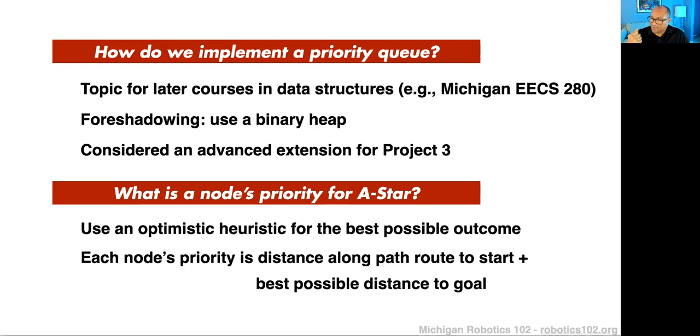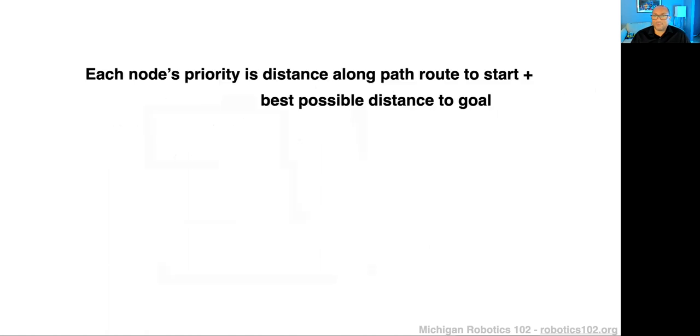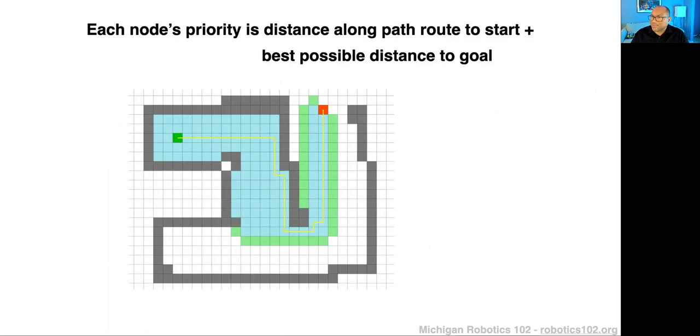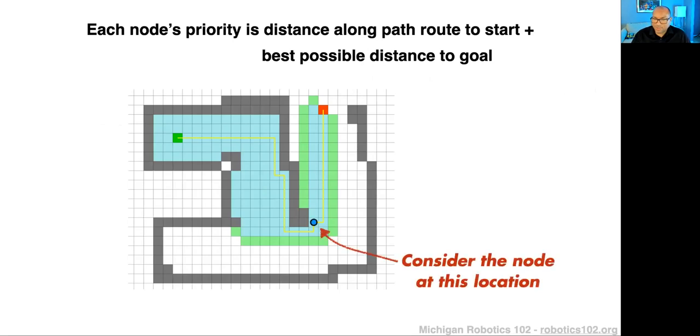For a given node, we consider the current distance along the path back to the start, and the best possible distance that we could get moving forward to the goal. We combine those two together, just add them, and that gives us the priority we assign to each of our elements. Let's take a look at some examples of what this priority would look like. Let's consider the node at this particular location.